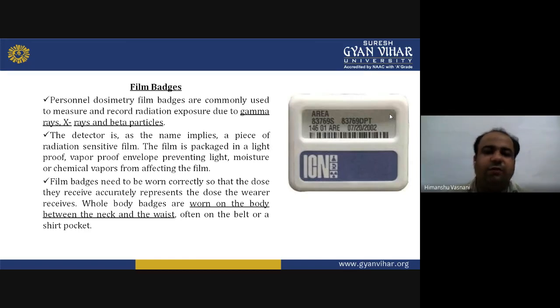The film badges need to be worn correctly so that the dose they receive accurately represents the dose the wearer receives. Whole body badges are worn on the body between the neck and the waist, often on a belt or a shirt pocket. This is a kind of film badge.